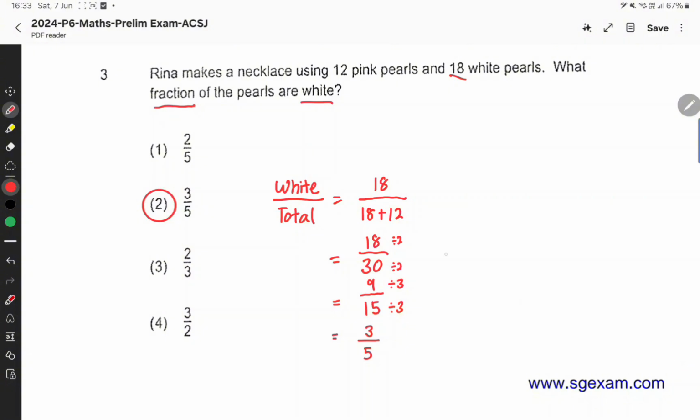Now, the other method that we can do is with 18 over 30. We can simplify this first by 6, which is our largest common factor. So 18 divided by 6 we will have 3, and 30 divided by 6 we will have 5. So the answers are actually the same for both.